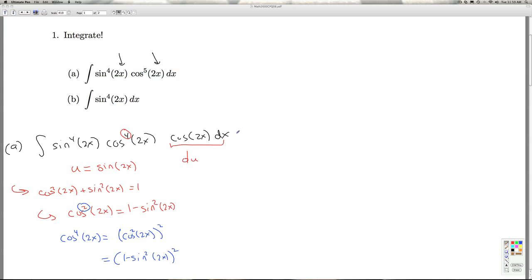So that's what I'm going to do. I'm going to rewrite this as the integral of sine to the fourth 2x times 1 minus sine squared 2x squared cosine 2x dx. And then I'll make the formal substitution. U equals sine 2x. So my du is more or less the cosine 2x dx. But I've got an extra factor of 2 that I need.